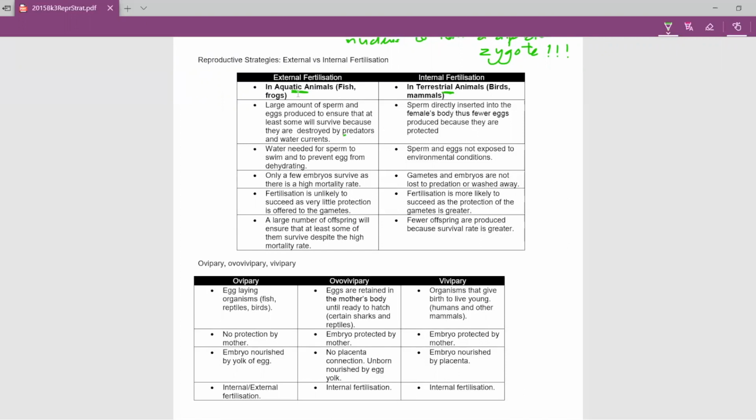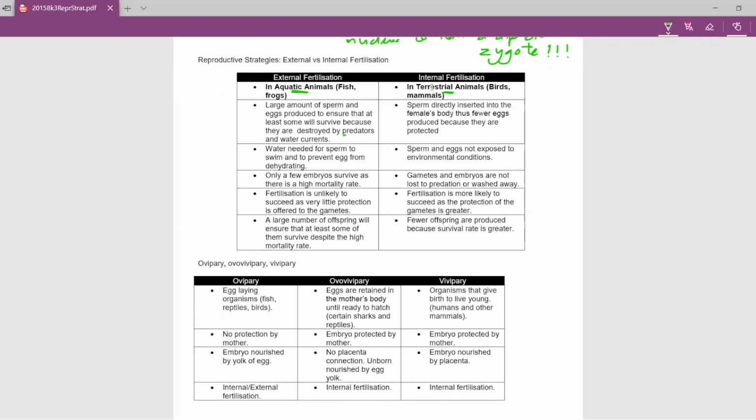A reason why these organisms live in water is because the sperm and the egg need the water to survive. In other words, the water will prevent dehydration. Only a few embryos survive because there's a high mortality rate due to the water currents or the predators. Very few fertilizations take place, and that's why, to ensure that fertilization takes place, there's a large number of sperm and ovum that are produced. It's not something that we must stress about. These organisms reproduce many times in the year to compensate for that.